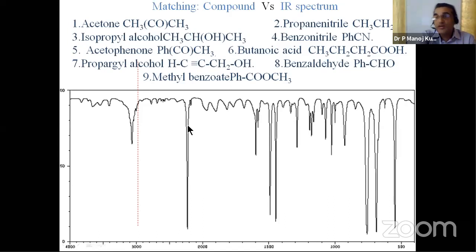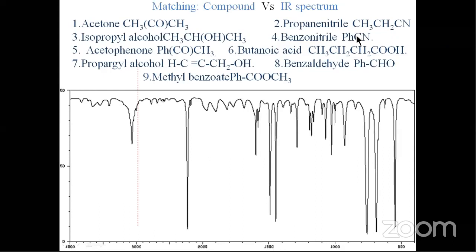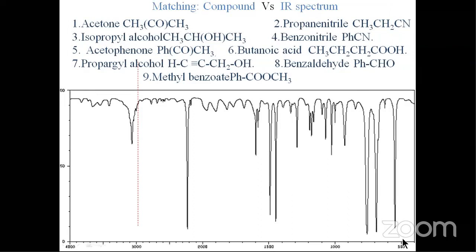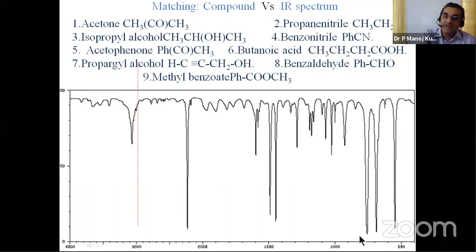And further, you can add all supporting evidences to this. Benzonitrile is monosubstituted. So if it is monosubstituted, you should definitely be getting CH out of plane bending vibrations. For a mono, I told you, you will be getting two peaks between 700 and 750. This is 500, this is 600, this is 700. So between 700 and 750, you are getting two peaks, which tells that it is monosubstituted.